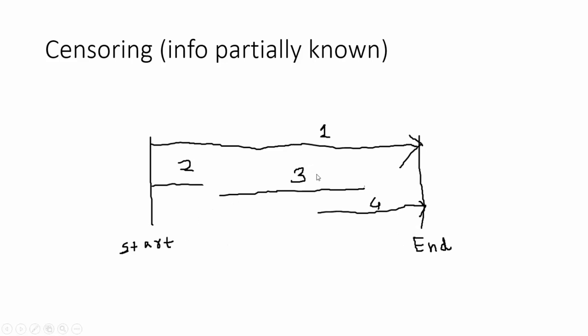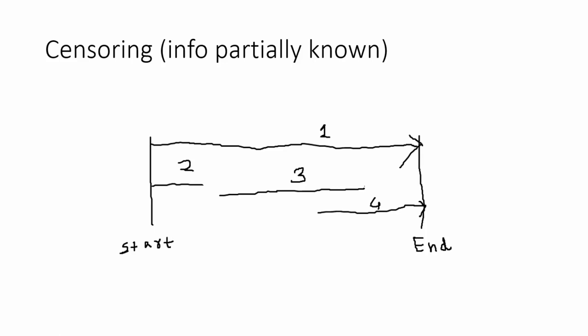There are 4 people in my population. Of course there will be many more, but for example's sake, let's say there are 4 individuals I am studying. The first individual starts from the very beginning and reaches up to the end, and the event hasn't happened yet. Let's assume the event is death. That means the individual is still alive. We don't know when he is going to die, so we do not have information on the event for individual 1.